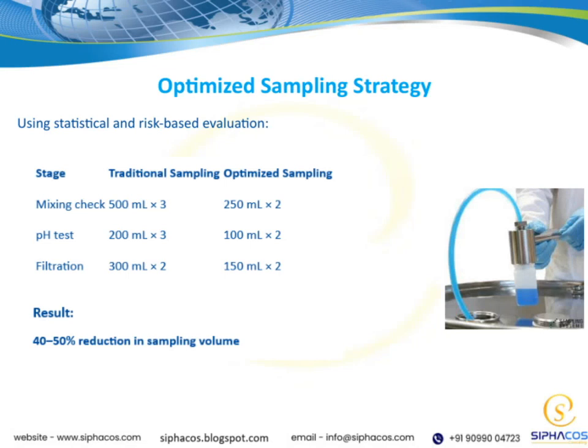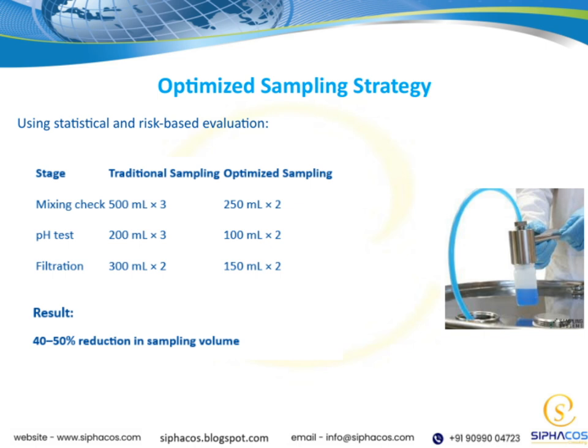Let's take a closer look at our optimized sampling strategy. Here, we're leveraging both statistical and risk-based evaluation methods to enhance our sampling process. What this means is that instead of just sampling randomly or based on fixed criteria, we're using data-driven approaches to focus on the most critical areas. By applying statistical analysis, we can identify patterns and variability that inform where sampling should be concentrated.